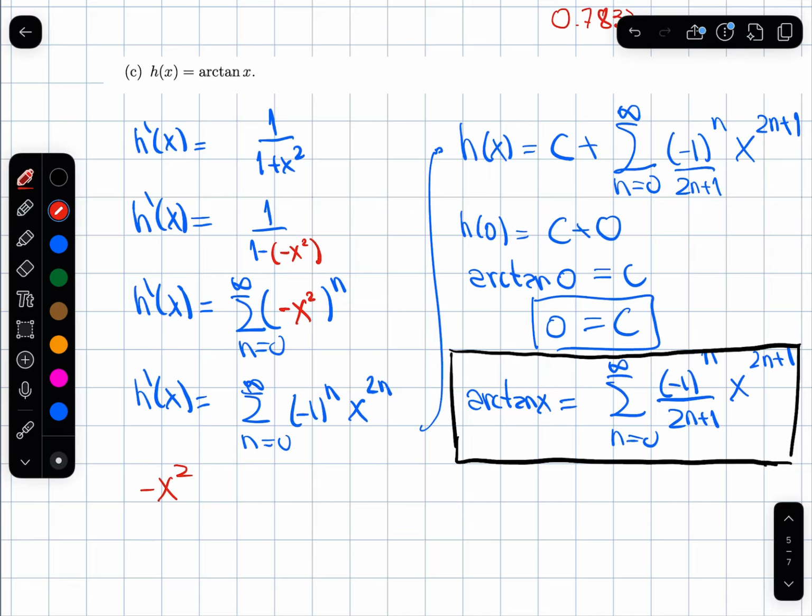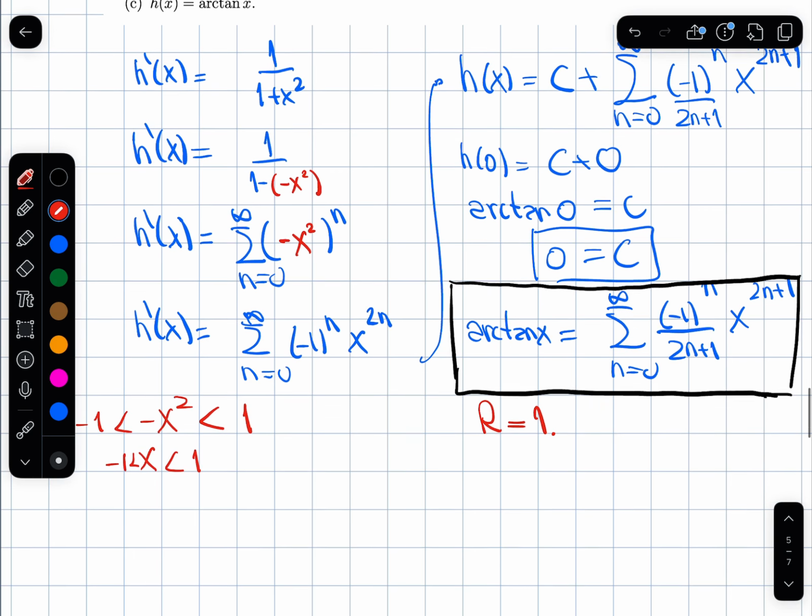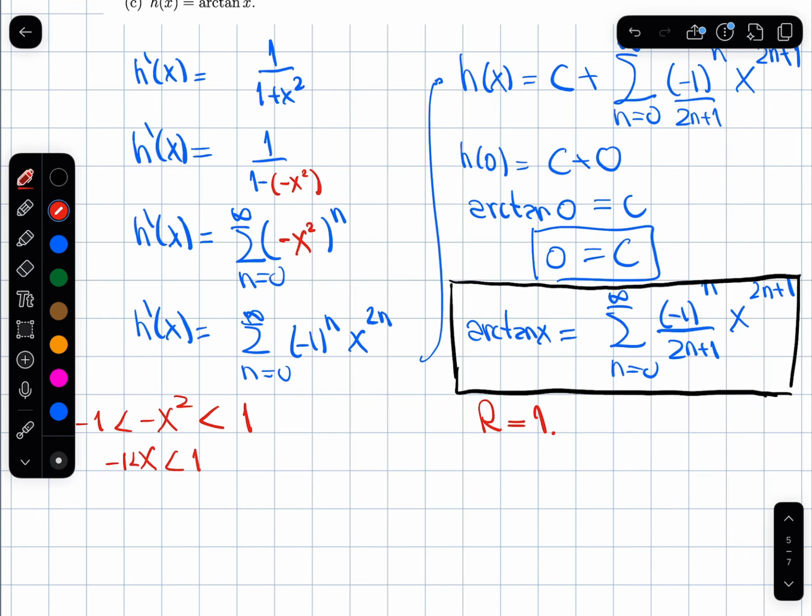Like this. This is your ratio. And now we needed this to be less than 1, or between -1 and 1, which is just x between -1 and 1. We did this math in the previous video. So the radius remains the same after taking derivatives and integrals. So the radius here is still 1, but then again we have to check the two endpoints of the interval.